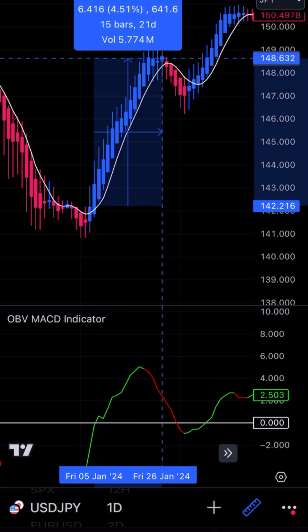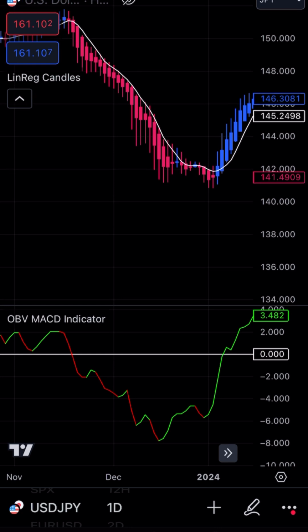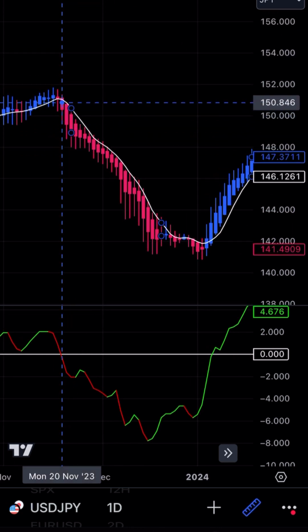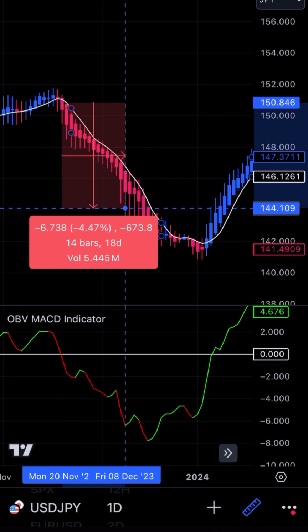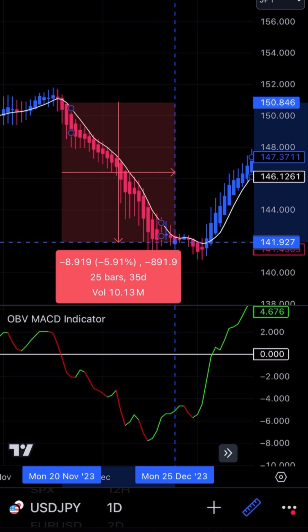And this is a 6,416 pip move in 21 days. So right here we see it going down. Crosses right here. You see it also crossing with the linear line. This is a very good move. You don't see it touching until right about here, so you get out.